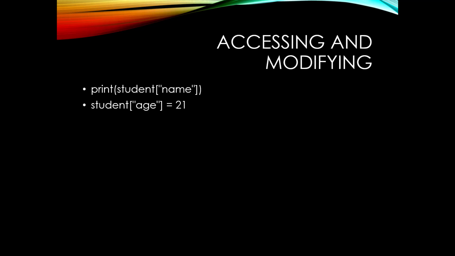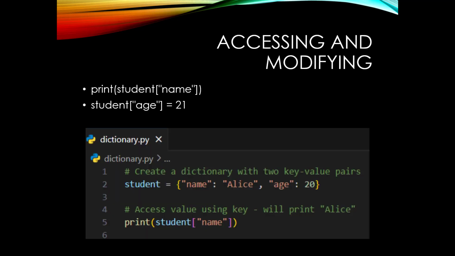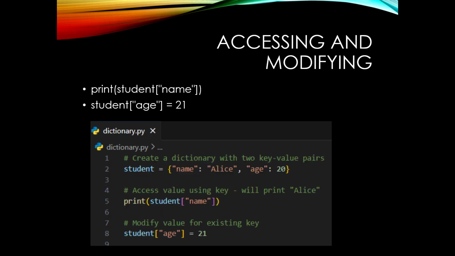Next, how you can access or modify them. Let's print the student name. How? Print student using square bracket, provide the key name. Next, you can modify it. How? Student, again, using square bracket, age equals 21.